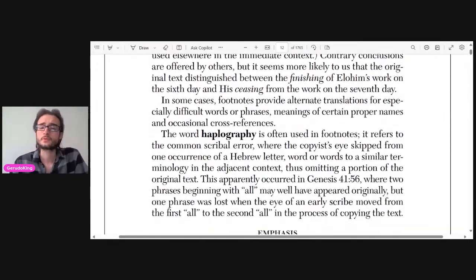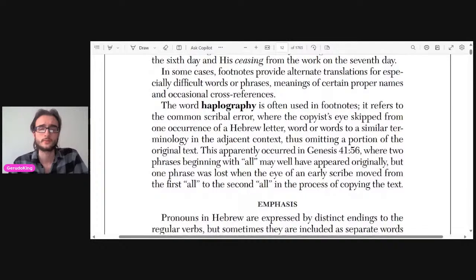In some cases, footnotes provide alternate translations for especially difficult words or phrases, meanings of certain proper names, and occasional cross-references. The word haplography is often used in footnotes. It refers to the common scribal error where the copyist's eye skipped from one occurrence of a Hebrew letter, word, or words to a similar terminology in the adjacent context, thus omitting a portion of the original text. This apparently occurred in Genesis 41:56, where two phrases beginning with "and" may well have appeared originally, but one phrase was lost when the eye of an early scribe moved from the first "and" to the second "and" in the process of copying the text.